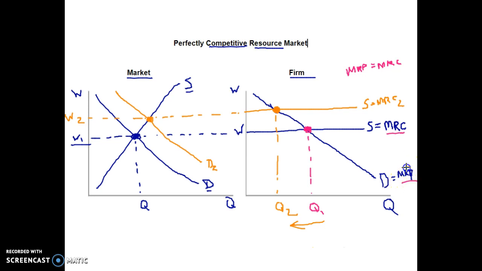The hardest part is remembering that MRP and MRC are our two equations here, and remembering that we're dealing with labor, so we need to flip this. We're going to have supply as our wage taker here, and we're going to have our demand as our downward sloping portion of the market. All right, hope that makes sense.